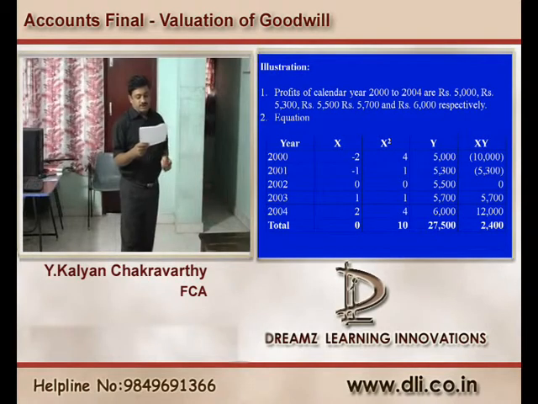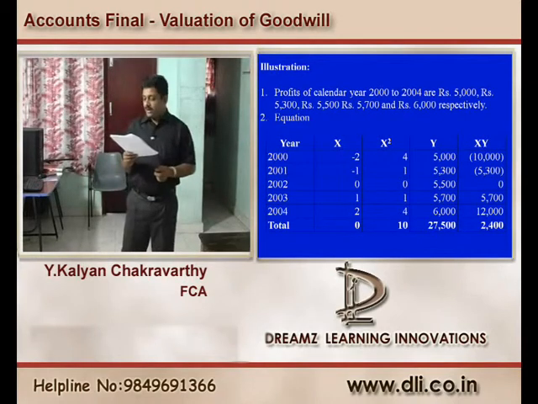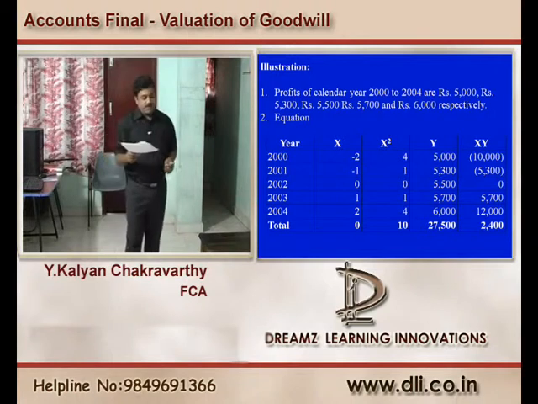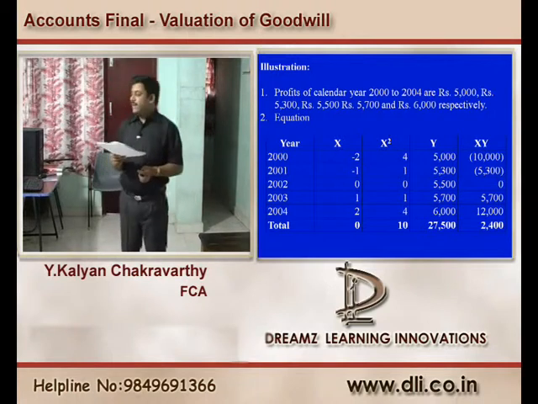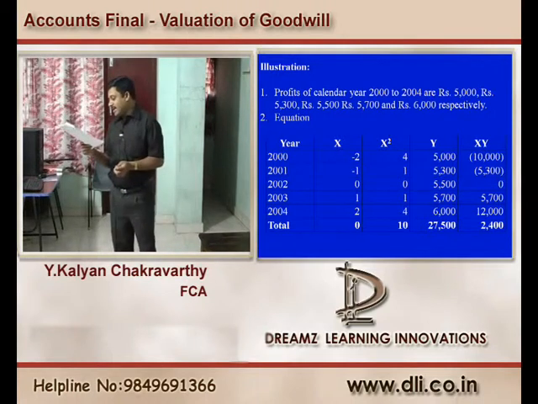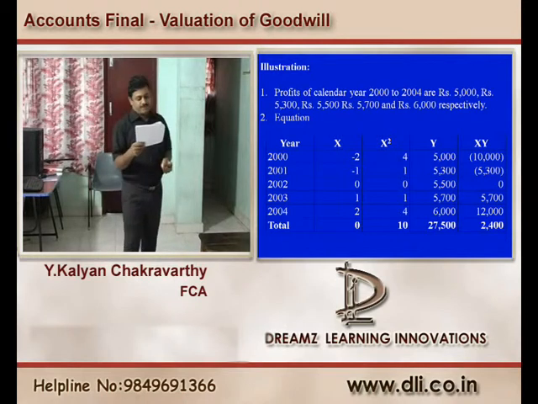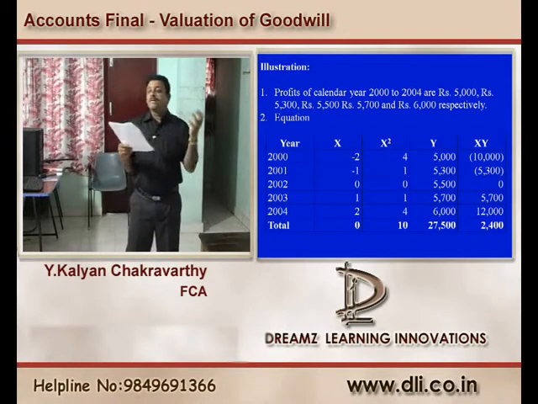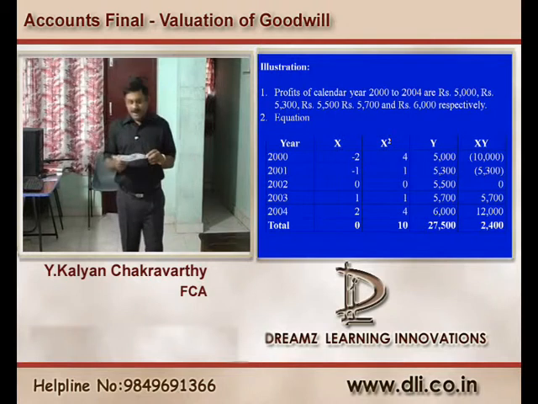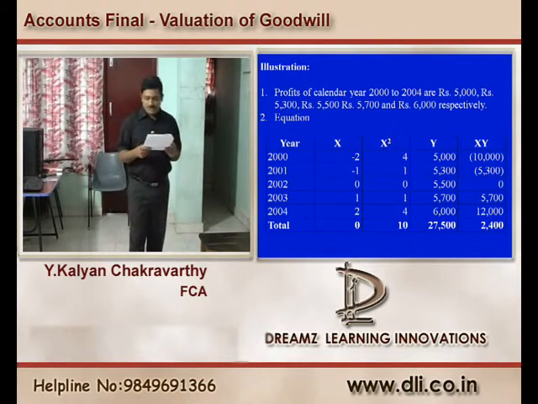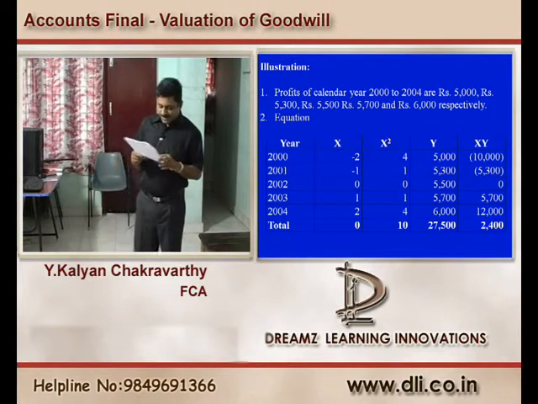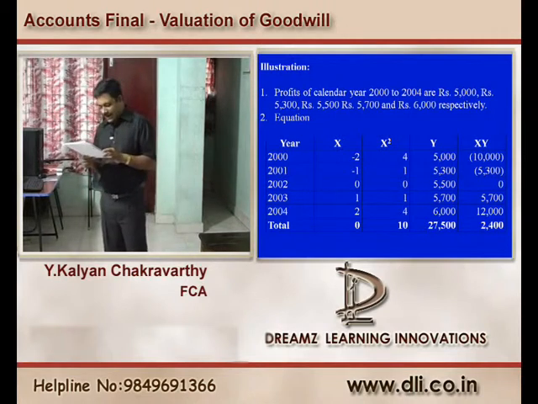Calendar years 2000 to 2004 have profits of 5,000, 5,300, 5,500, 5,700, 6,000. So how does the equation development happen? Years 2000, 2001, 2002, 2003, 2004. What is the middle year? 2002. That you put as 0.